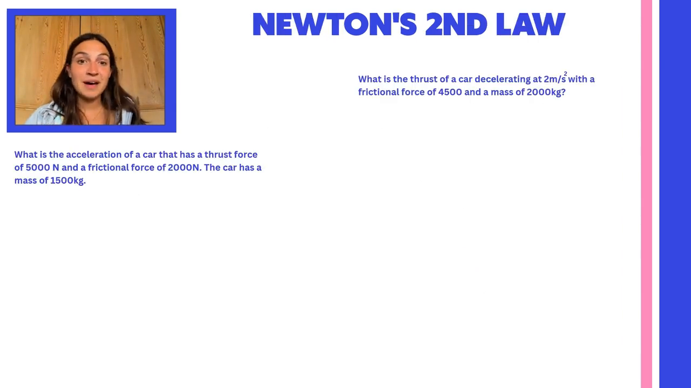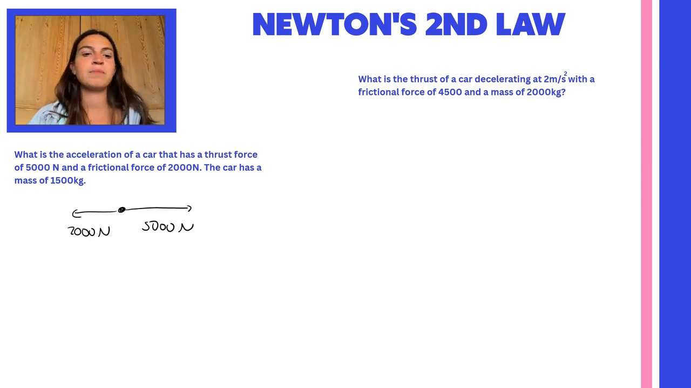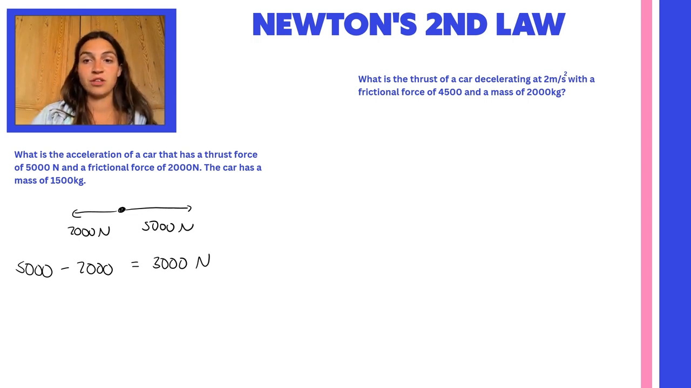Okay, now let's look at some maths examples of Newton's second law. So we have: what is the acceleration of a car that has a thrust force of 5,000, frictional force of 2,000 and a mass of 1,500 kilograms? Okay, so my first step here is just to help me visualize. I'm going to draw a quick diagram including those two different forces. And then I'm going to find the resultant force, which is actually acting on my car. So that's 5,000 minus 2,000 is 3,000 newtons.